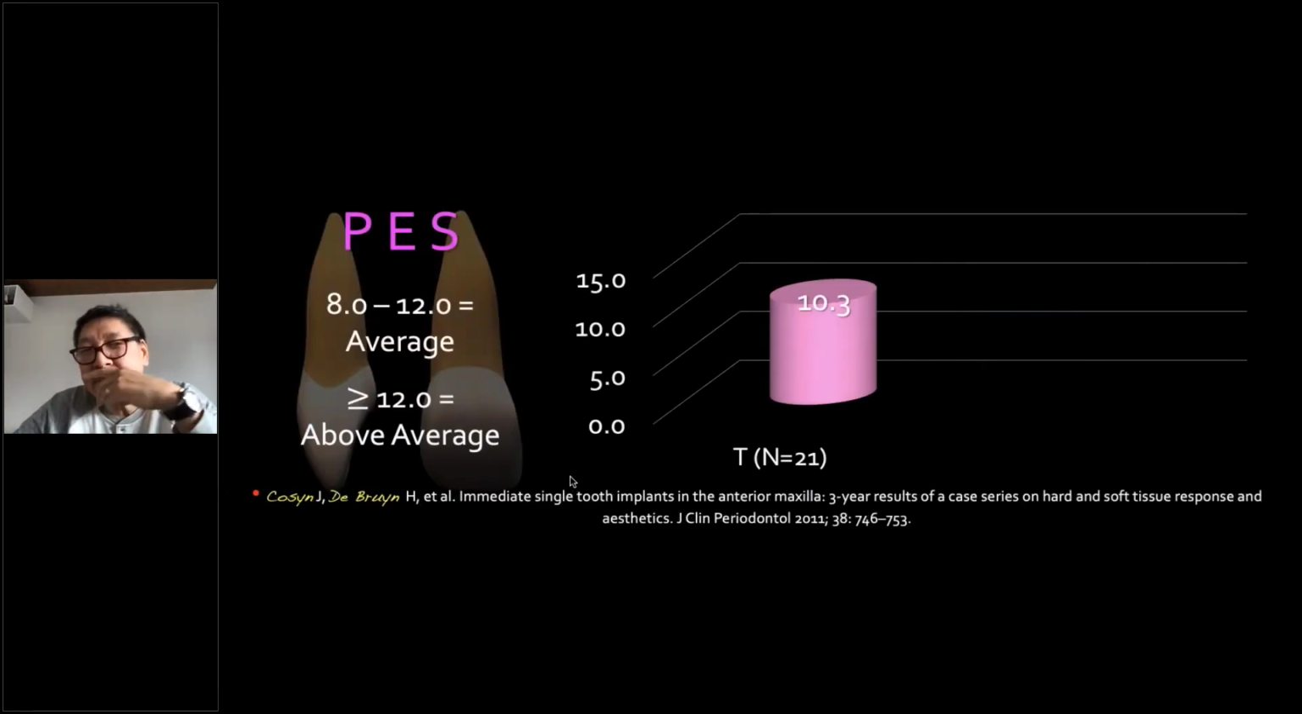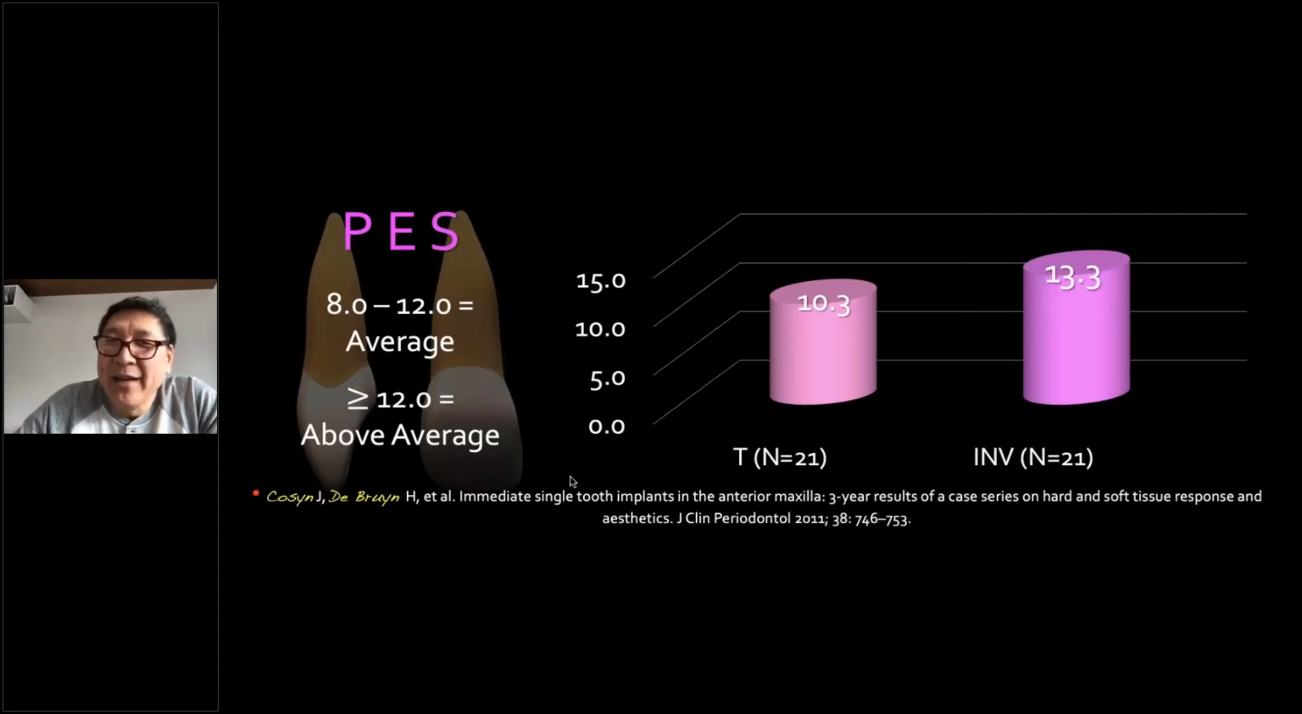And what about pink aesthetic score? Well, Cozen and Hugo de Brun showed that if you're between 8 and 12, that's average. And if you're above 12, you're above average. Now, I don't know of any dentist who considers themselves average. And the bottom line here is that we were able to get much more consistent outcomes or clinical outcomes because we had better radiographic data to validate the clinical outcomes. And hence, again, we had much better aesthetic results.